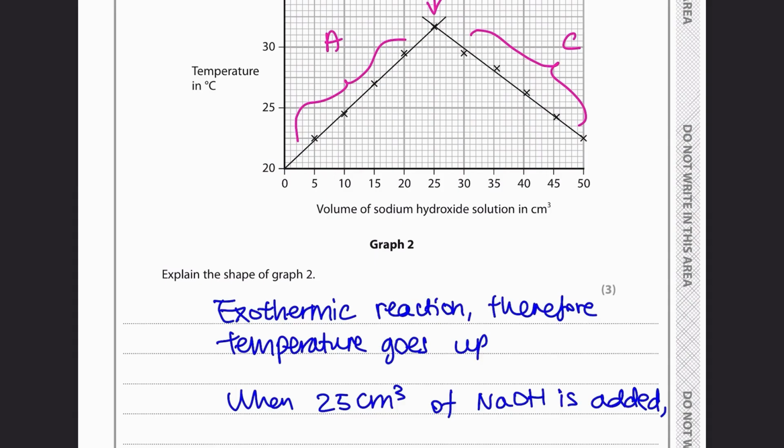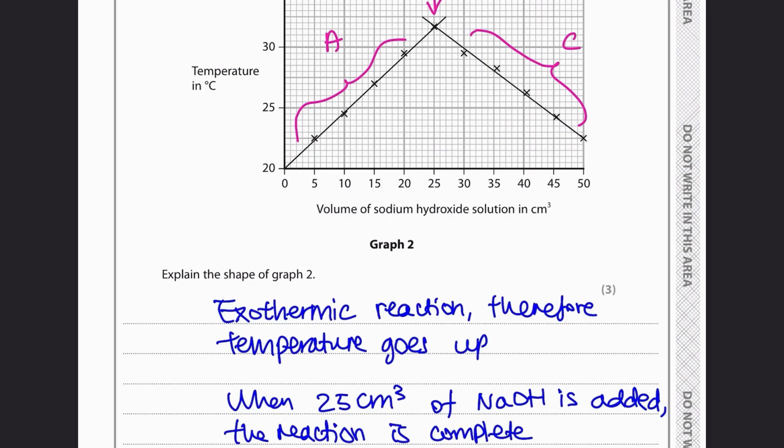After 25 is added, the reaction no longer increases in temperature. So what does that tell you about the reaction? It's complete, right? The reaction is complete. It means it's done. It means that it has reacted with all of the hydrochloric acid in the conical flask. The reaction is complete. That's part B. See how organized it is?